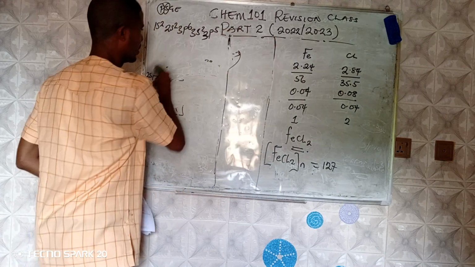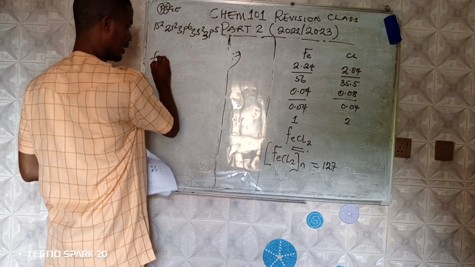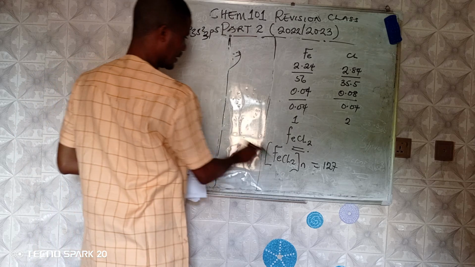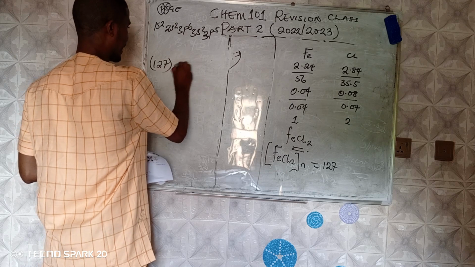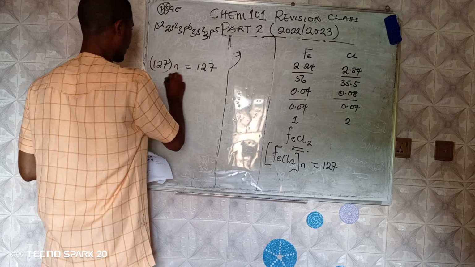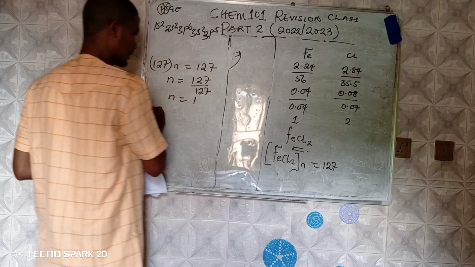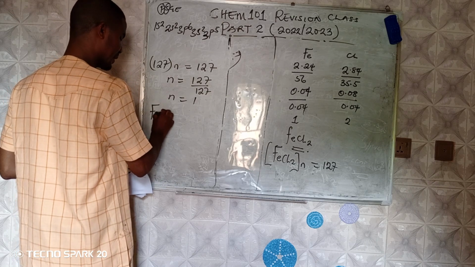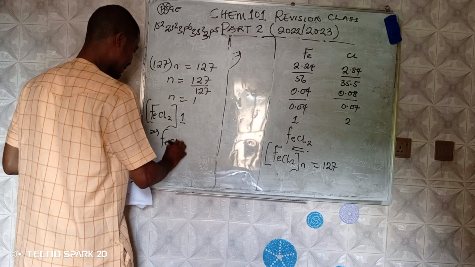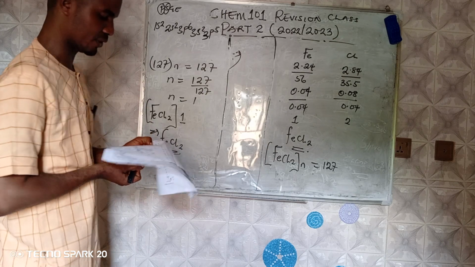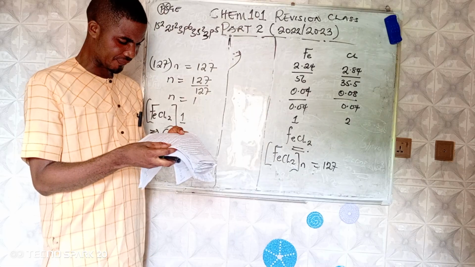So we have that to be, this is 120. Then we have 127 N equals 127. So N becomes 127 over 127, N becomes 1. So FeCl2 into 1 will still give us FeCl2. So this is the formula for that compound, and that is option B. That is option B.